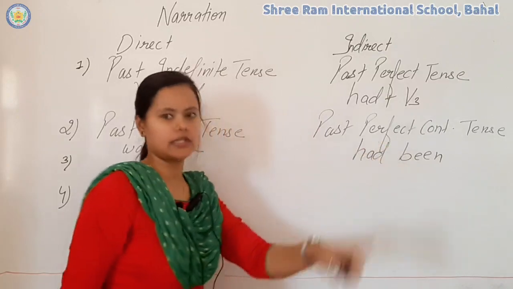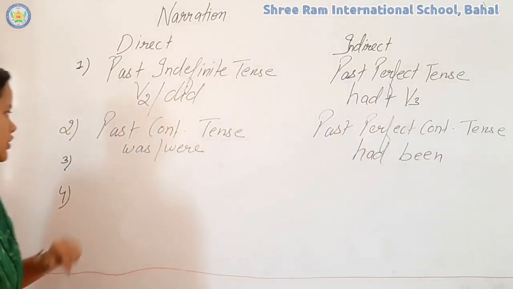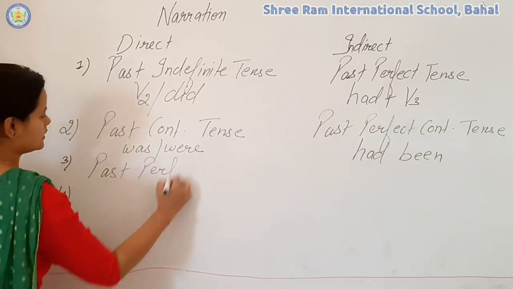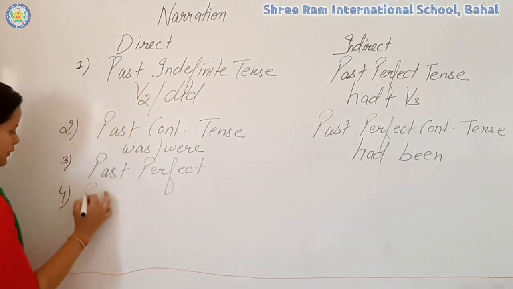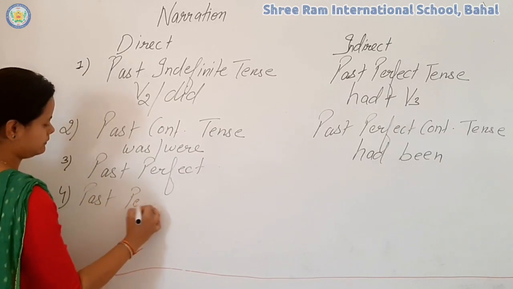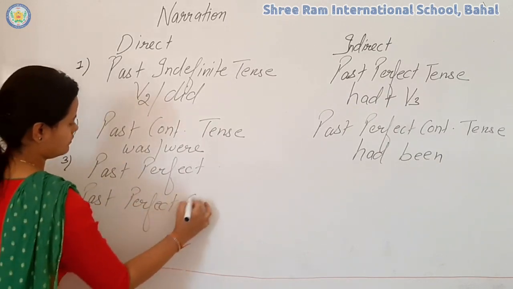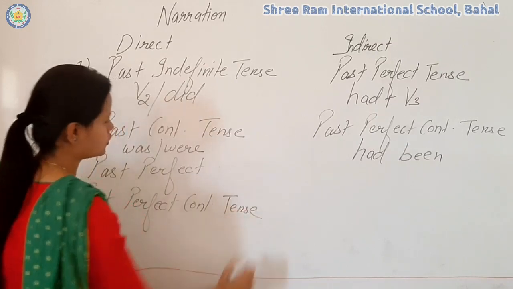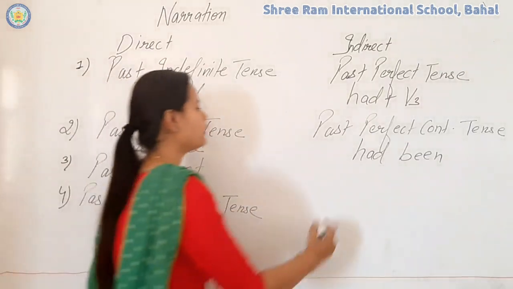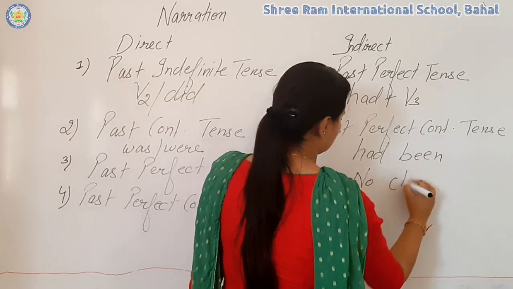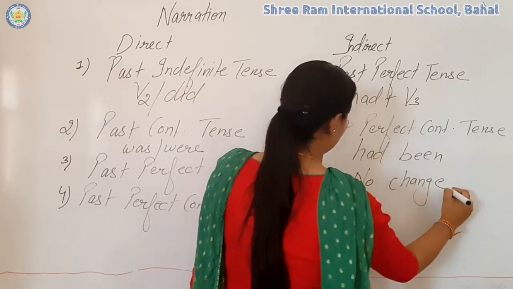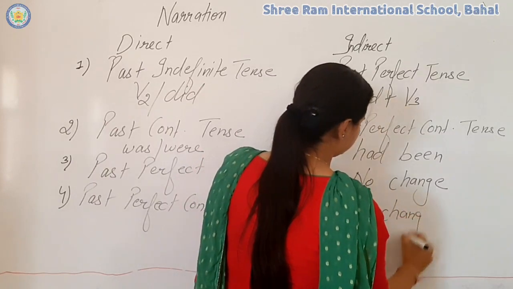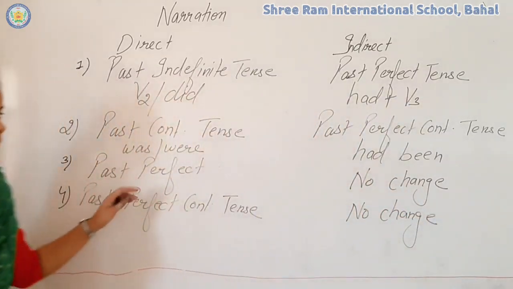Because it is continuous, then you have to use V1 plus ing. Now the third part is past perfect. If you find past perfect and past perfect continuous tense, then in indirect speech, there is no need to change the tense of the reported speech. So this is all about the past tense.